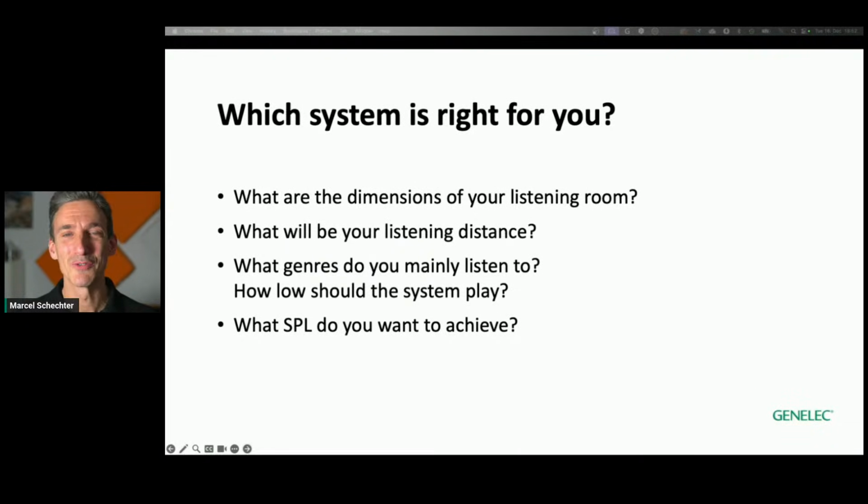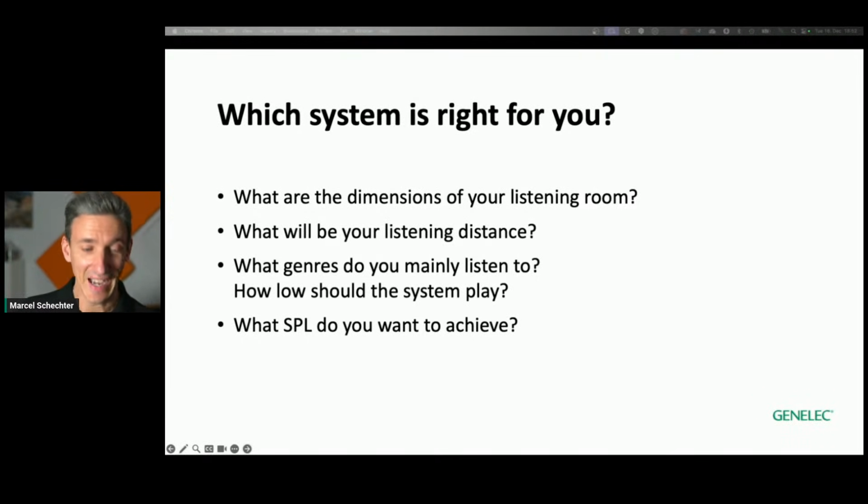I think most of you don't use a 1236. So sitting closer, you will also see that soon, is just giving you more direct sound and more clarity. Then I ask you, what genres do you mainly listen to? And how low should the system play? This is directly connected. If someone is telling me EDM, I already know it has to play low and loud, usually. Yeah. If someone is more into, I don't know, classical music, it's different.